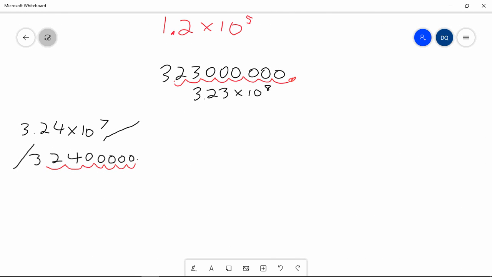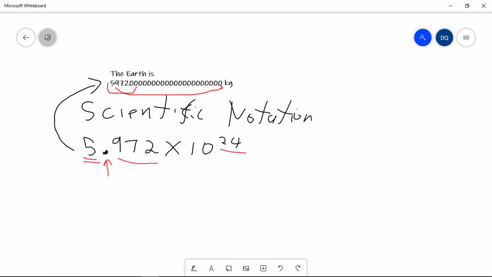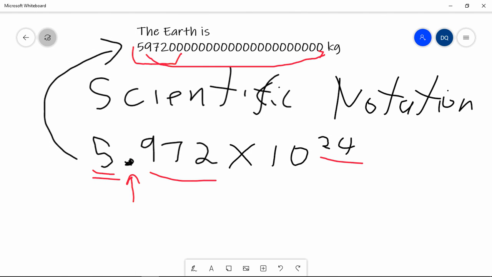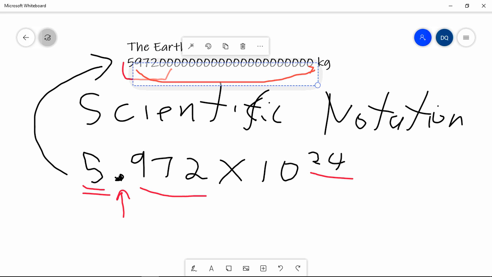So this example here, 3.23 times 10 to the 8 was actually 323 million. And in this example here, 5.972 times 10 to the 24 is the mass of the Earth, which is 5972, and then all of these zeros after it. The important idea is if you're moving that decimal from between the 5 and the 9 over to the right by 24 spots, you put a 24 as the exponent of the 10.